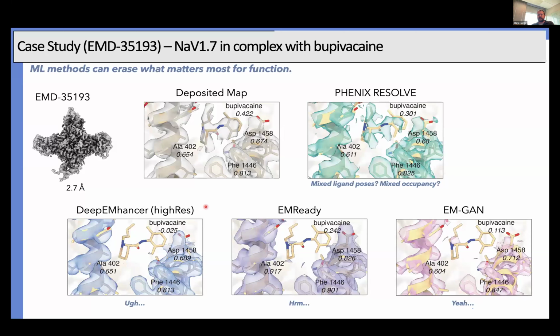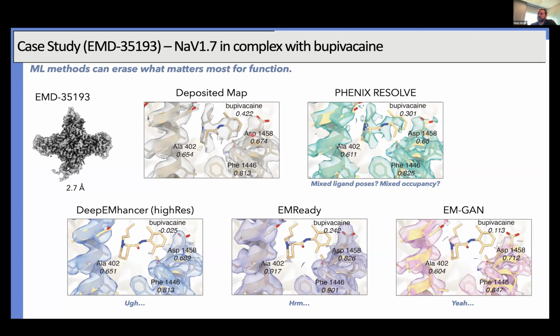Now, this I would say is probably one of the most concerning that we evaluated. This is a NaV channel, NaV 1.7. Nominal resolution was 2.7 angstroms, and this is bound to the small molecule called bupivacaine. You can see in the deposited map, you have clear placement of this very asymmetric molecule, where you have this 6-carbon ring placed here, and you can see how it fits quite well into the EM density. The local chemical environment is also very well resolved.